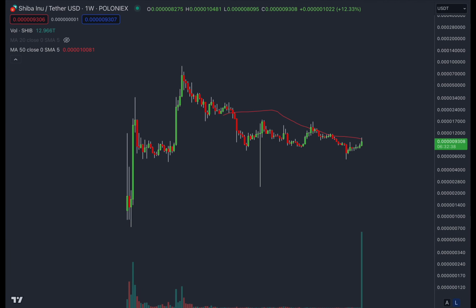Well, good afternoon, winners. Happy Sunday to you. Hope everyone is doing well. As promised, we're going to do a little SHIB charting today. Looks like SHIB has been getting a little bit of a move on.